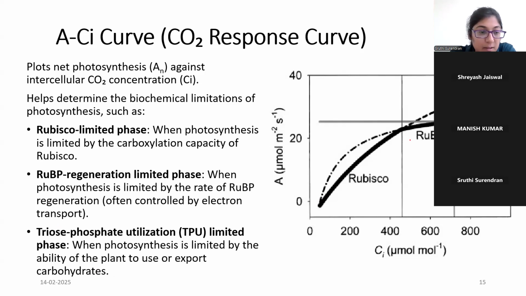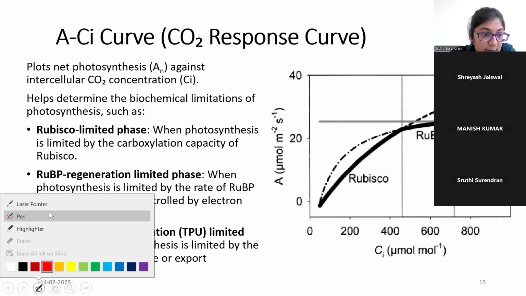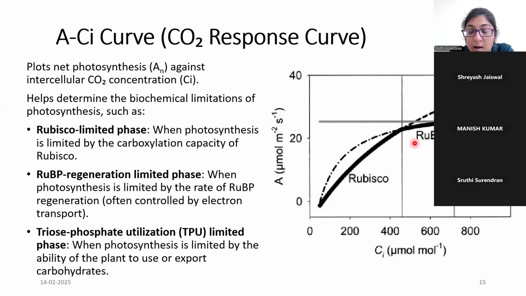Now, in the next part of the curve, which is the RuBP regeneration limited phase, we see how the rate of RuBP regeneration is going to affect the net assimilation rate. I hope everyone is familiar with the term assimilation. When you say photosynthesis, it means how much carbon dioxide is taken. Now, net photosynthesis is when carbon dioxide is taken as well as released. Both these processes are happening.